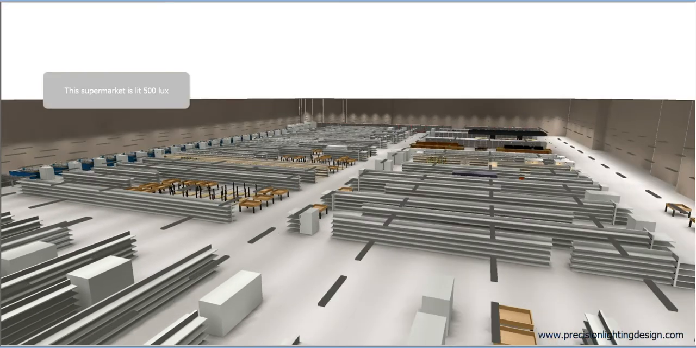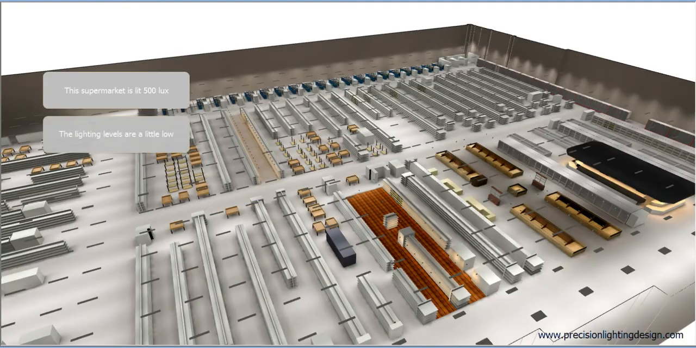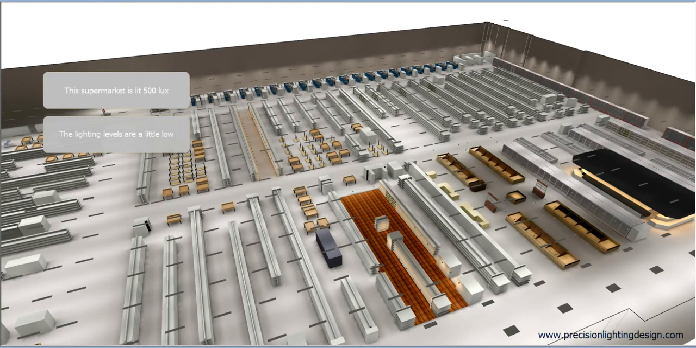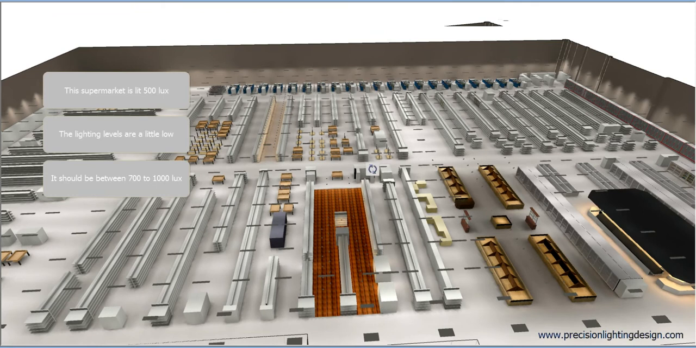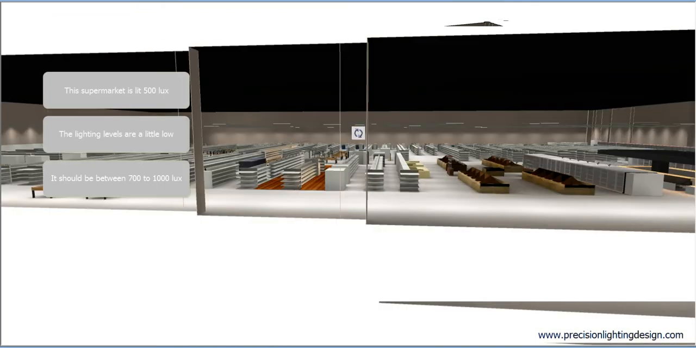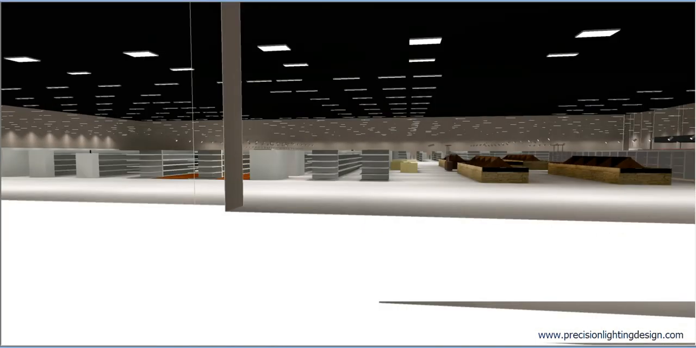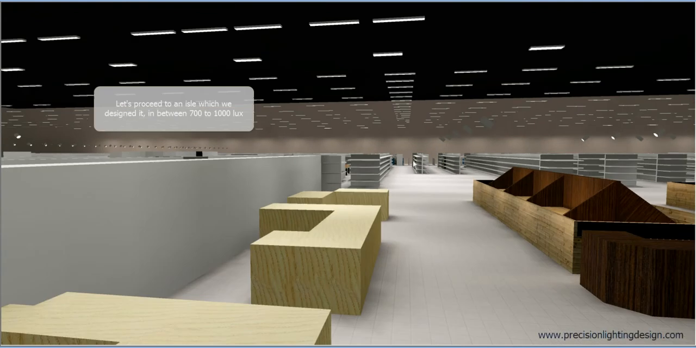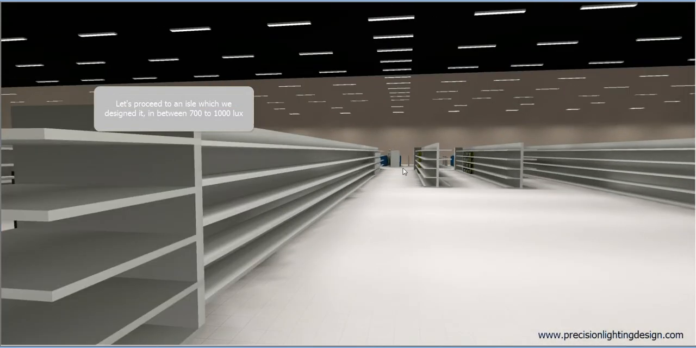The light levels in the supermarket is 500 lux. It is a little low. It should be in between the levels of 700 to 1000 lux. Let's go to an aisle in between 700 to 1000 lux.